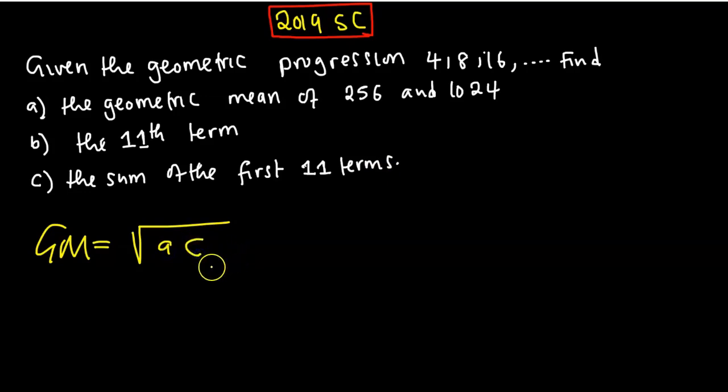So now, let us use A multiplied by C. Let us do it. So we are given this and this. So we are going to have the geometric mean is 256 multiplied by what?